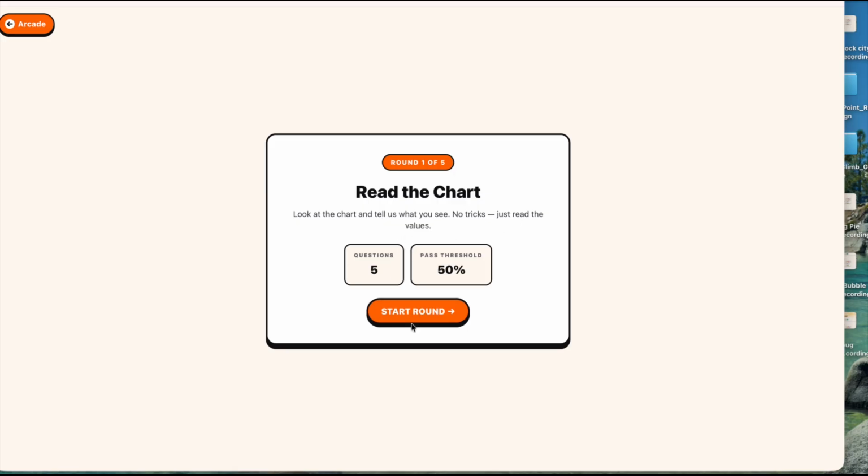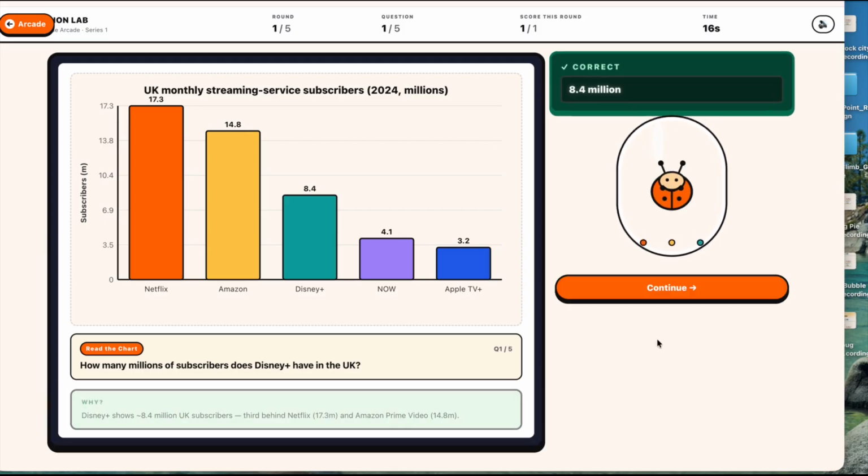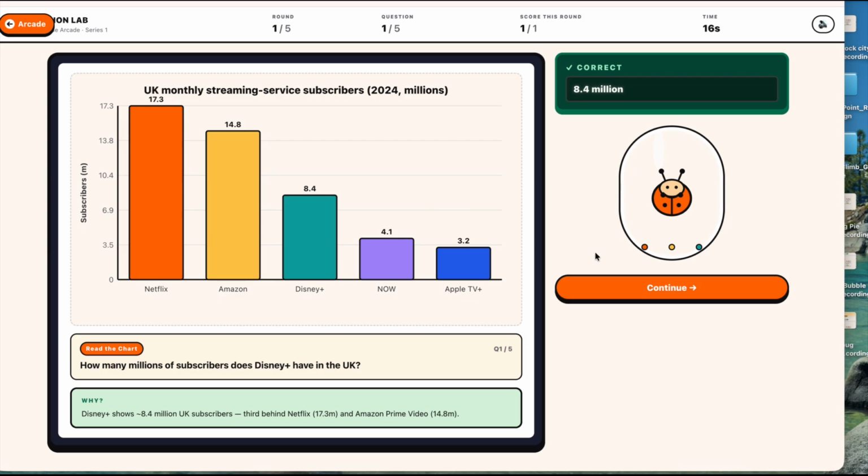Let's walk through it. Your first question might show a bar chart of UK monthly streaming service subscribers. The question asks, how many millions of subscribers does Disney Plus have in the UK? Look at the Disney Plus bar. Trace up to the y-axis, read the value, and type it in. Get it right, and you'll see a green correct. Bug cheers, and a brief explanation appears.